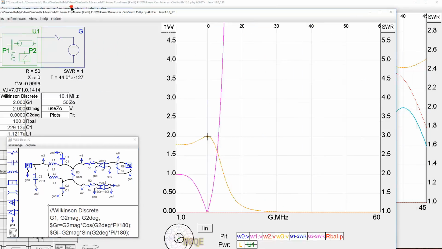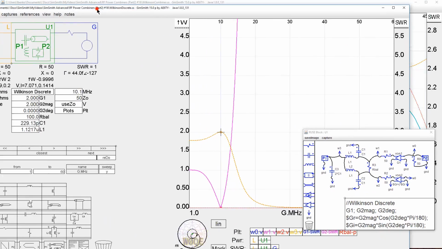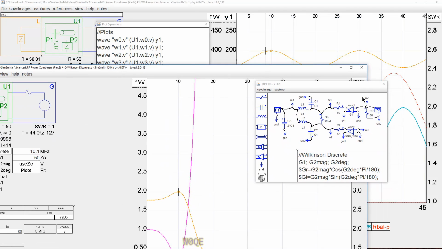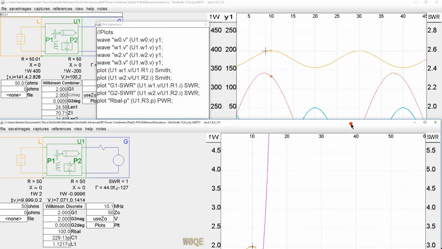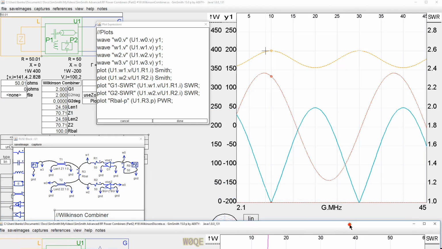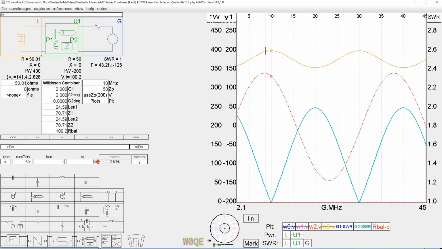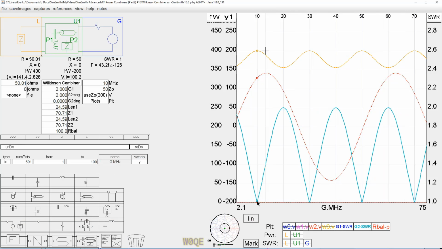Let me see if the other circuit is still here. Let me see what I can do about moving this out of the way here. Let's close this off. I'll just move this down for a moment. This one here, I didn't mention this before, but if we plot this over a wider frequency range, let's say to 100 megahertz, we'll see that this acts as a 2-to-1 combiner at 10 megahertz, 30 and 50 and 70.